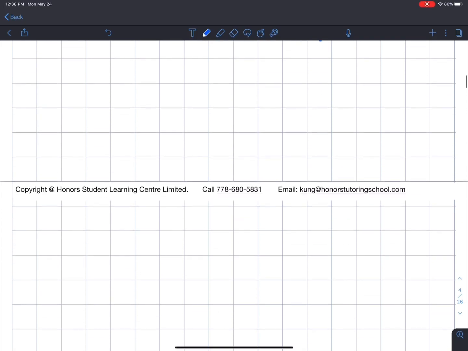And E. 3 over 10 equals 4 over b. We can cross multiply to get 3 times b equals 4 times 10. So we have 3b equals 40. Divide both sides by 3. We get b equals 40 over 3.